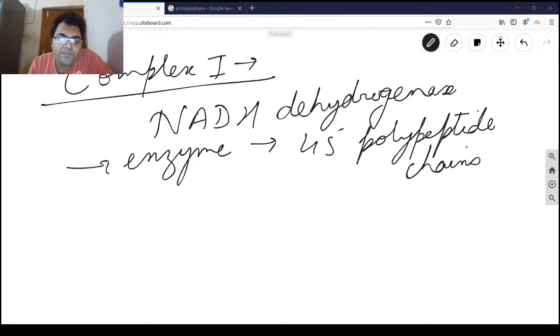Now what I'll tell you is, what does this specific complex do, or what reaction does it cause that is so important, so relevant in the electron transport chain. What it does is it causes the occurrence of two reactions. One is exothermic, one is endothermic. You can call it thermodynamically, one is exergonic, one is endergonic.